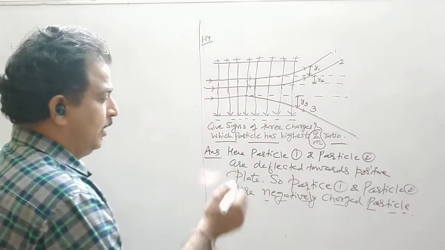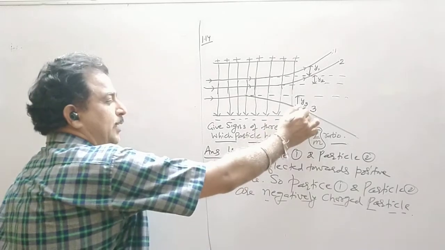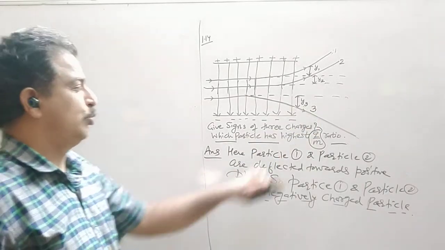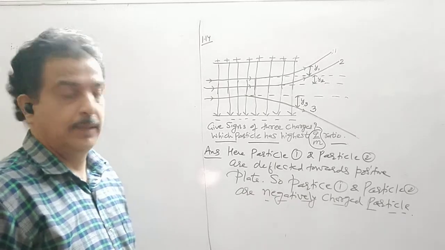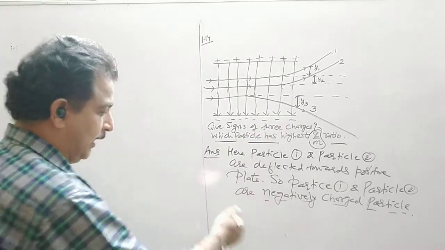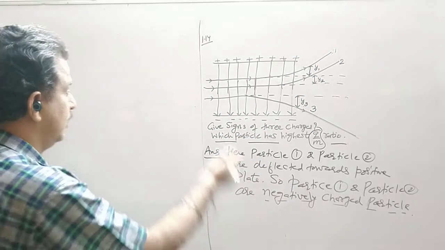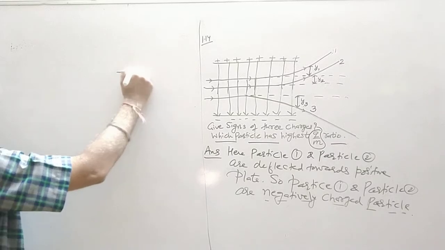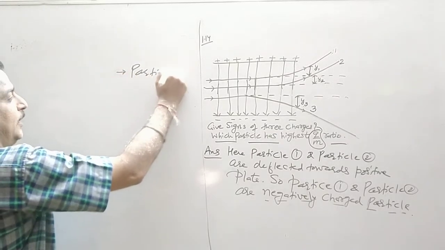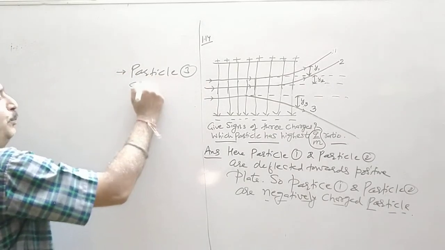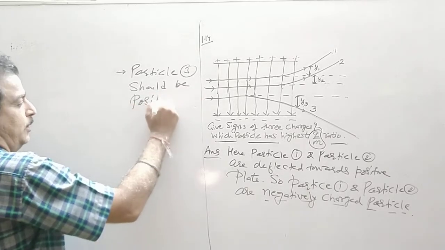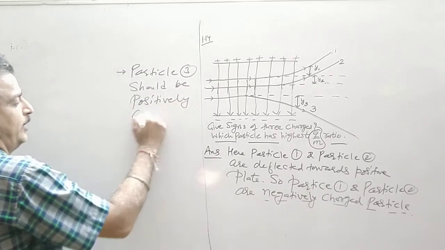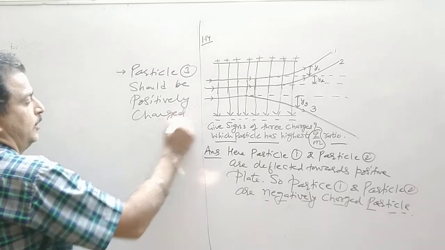Similarly, you can write the particle 3 is deflected towards the negative plate, so it should be a positively charged particle. I am not writing this theory again, simply I am writing the answer directly. Particle 3 should be positively charged particle.